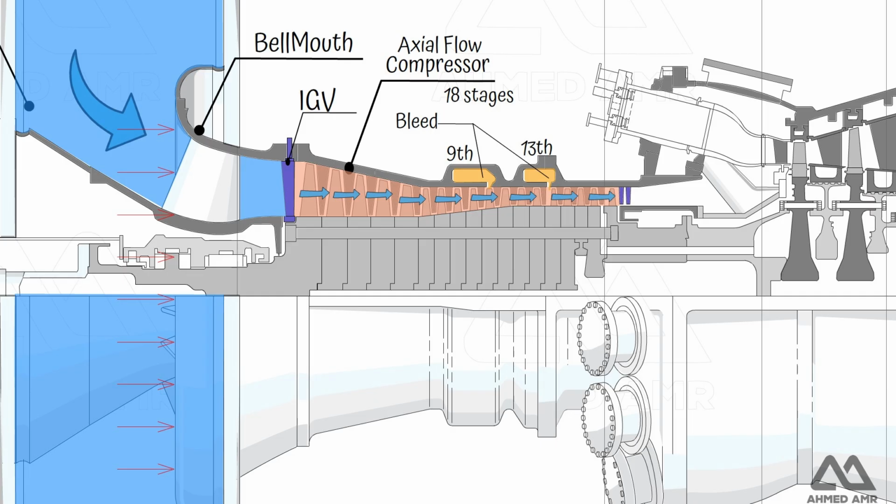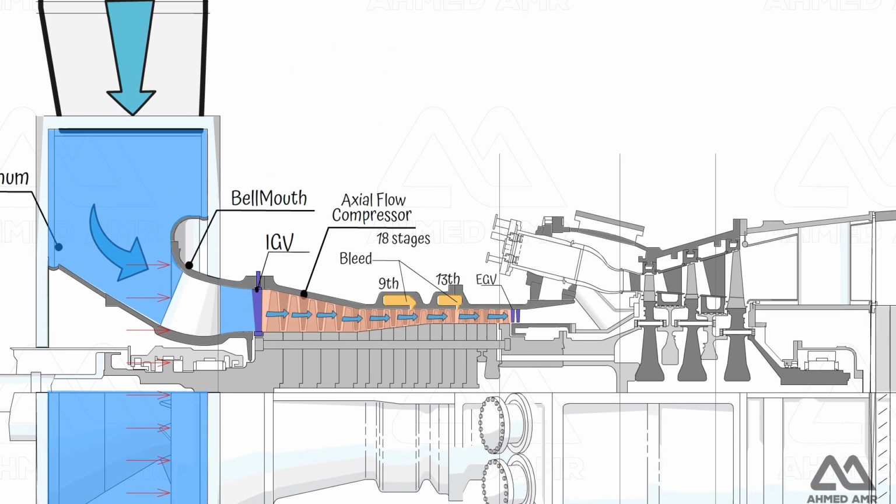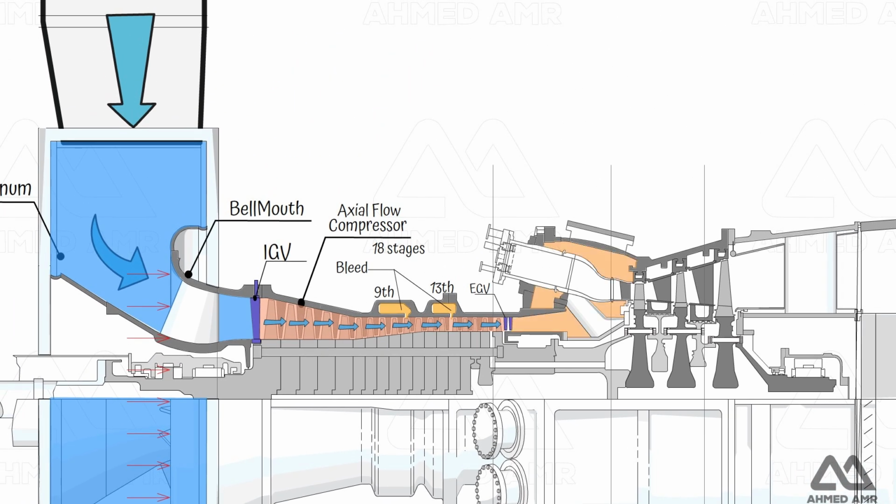Eventually, we reach highly compressed air. Before leaving the compressor, the air passes through two rows of exit guide vanes, or EGV, which straighten air exit angle, remove swirls, and slow down speed. The compressed air then collects in an annular space around the compressor called the compressor discharge, or the combustion wrapper.